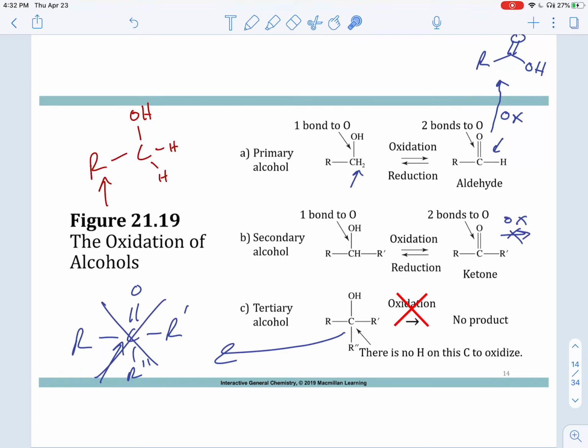So you can oxidize a primary alcohol to an aldehyde, and you can oxidize a secondary alcohol to a ketone. You can also do the reverse. If I reduce this, I get back to the primary alcohol. Now if I reduce this, I get back to the secondary alcohol. So that's how we form these aldehydes and ketones from alcohol species.